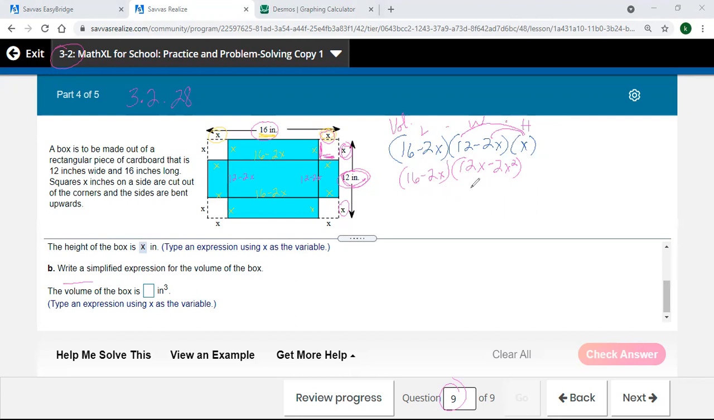So 16 times 12. I know it's going to end in a 2, but 16 times 12, 192. And then 16 times this minus 2 would be minus 32x squared. And then this negative 2x times 12, negative 24x times x, x squared. And negative 2 times negative 2 is a positive 4, and x times x squared is an x cubed. And then these two will be combined there to make what? Negative 56.